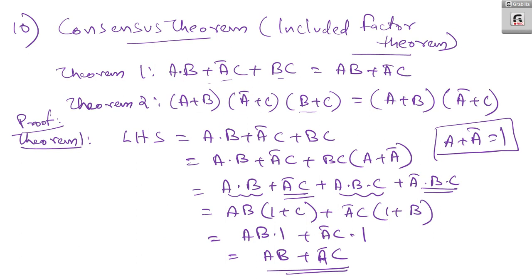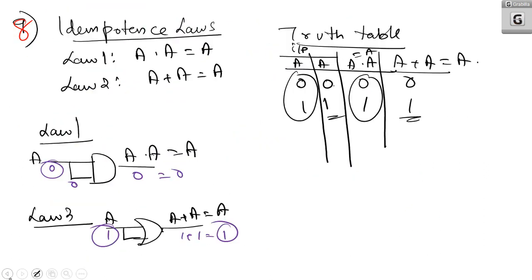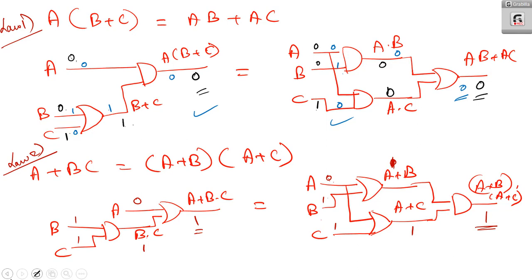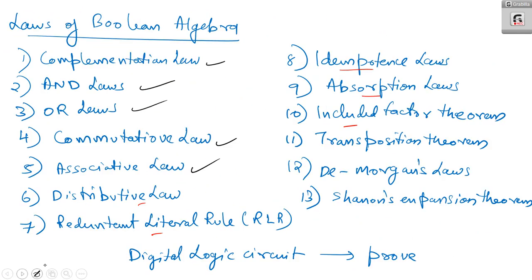So with that I am ending this lecture. In this lecture we have dealt with distributive law, redundant literal rule, idempotence law, absorption law, as well as included factor theorem. In the next lecture we will be dealing with transposition theorem, De Morgan's laws and Shannon's expansion theorem. For Shannon's expansion theorem there is no proof, but there is proof for included factor theorem, transposition theorem and De Morgan's laws. So thank you.